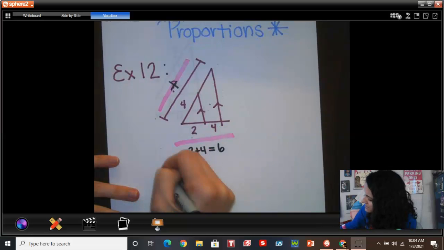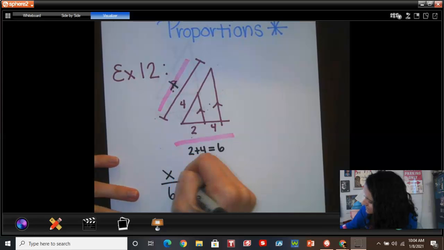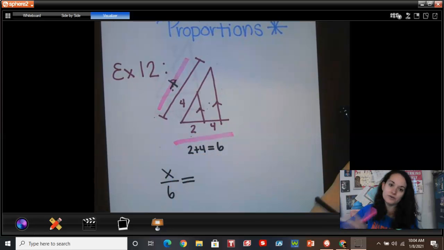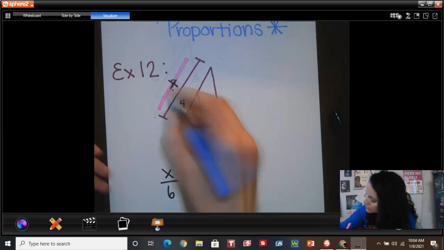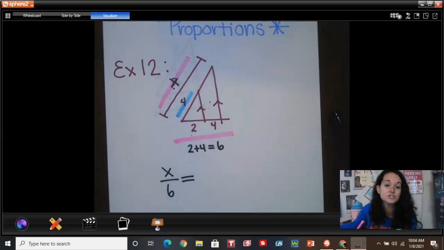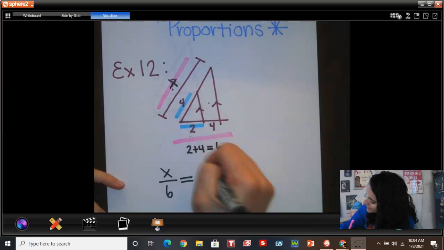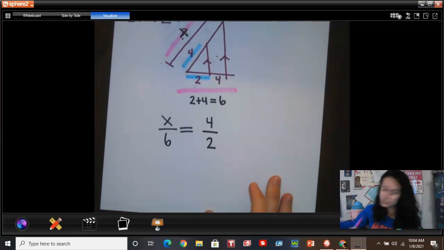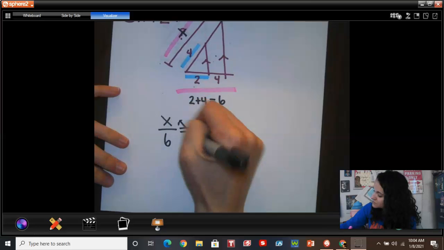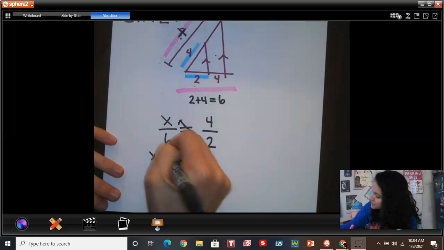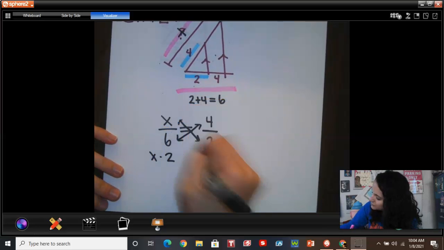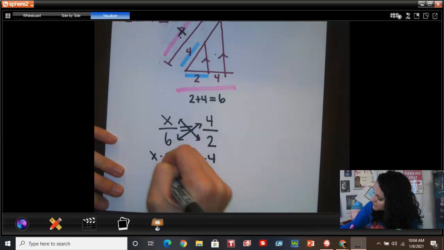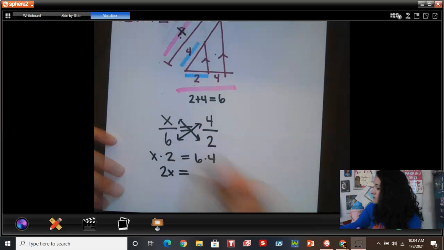So we have X over 6 equals, let's see what else we know on the side with our X value. We know this part of the triangle is 4. Do we know the other side of the triangle that matches it? Why, yes, we do. So we can say 4 over 2. And then we solve it using cross multiplication. So we've got X times 2 equals 6 times 4. So that gives us 2X equals 24.